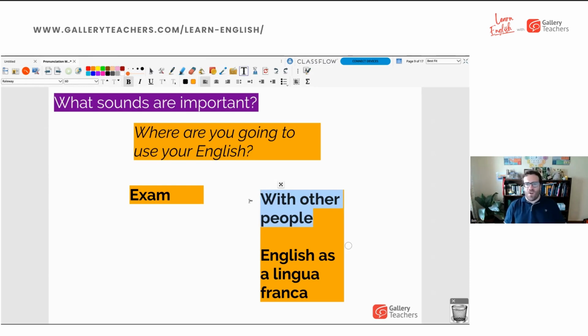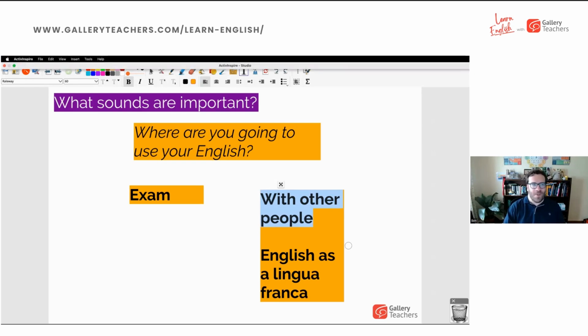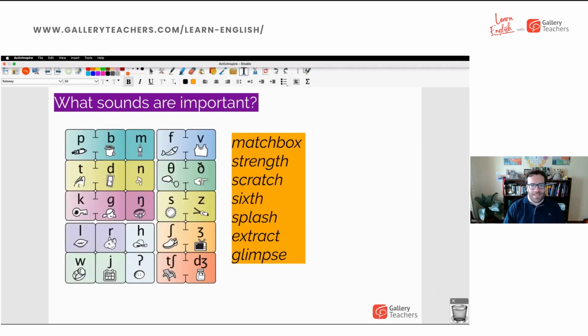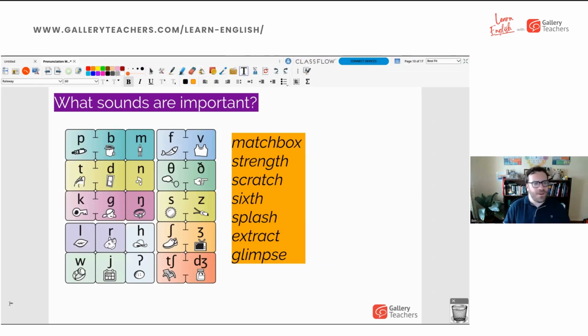You don't need to worry so much about making all of the sounds correct, because it's more about communicating with other people. So let's think about this. Let's think about first the consonant sounds.